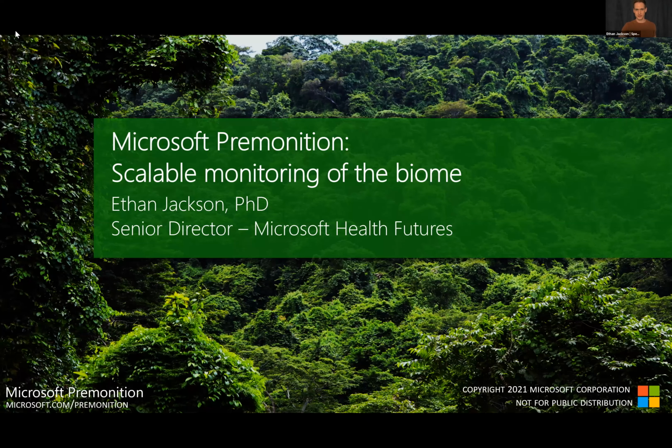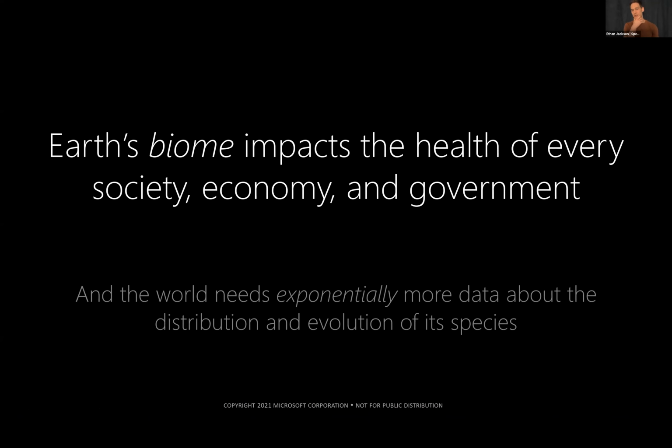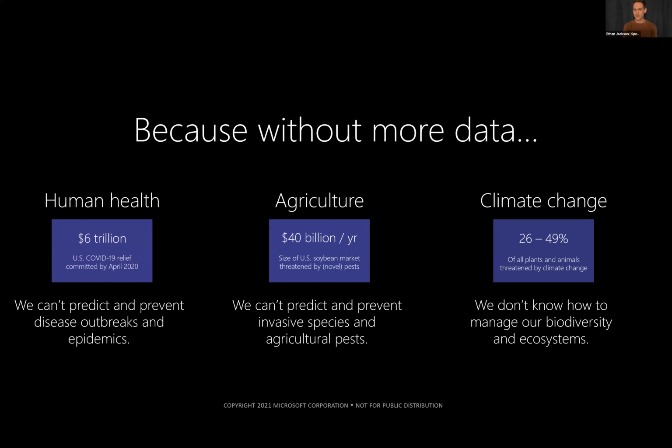All right, I guess we're all here for the same reason, which is that the Earth's biome, that is the set of life all around us, impacts the health of every society, economy, and government. And what we all really want is exponentially more data about the distribution and evolution of its species. Because if we don't have more data, it's going to be difficult to predict and prevent disease outbreaks and epidemics. It's going to be difficult to predict and prevent invasive species and agricultural pests. And it will be difficult to manage our biodiversity and ecosystems.